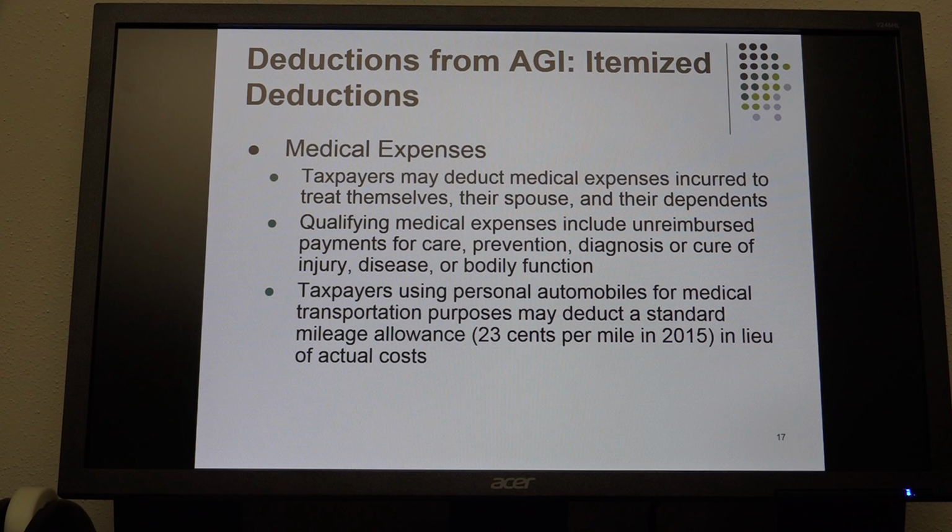Well, what if I have some horrifying facial deformity caused by some sort of condition, disease? Could my plastic surgery to fix the problem be deductible? And the answer is yes, it can.